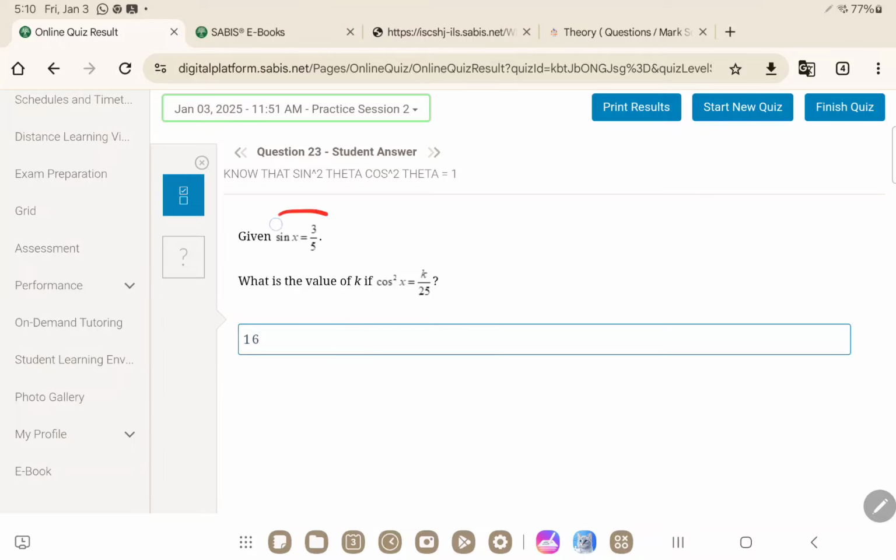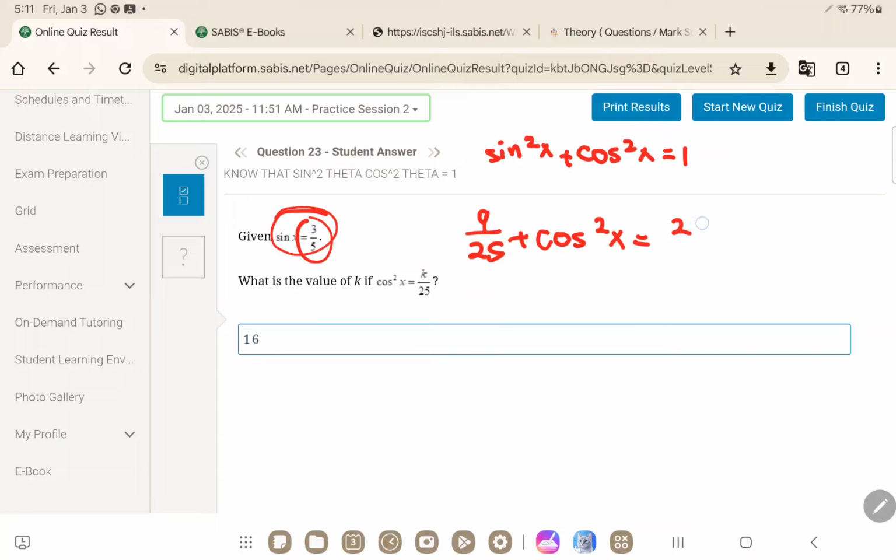Okay, so given sine x equals 3 over 5, what's the value of k if cosine squared x equals k over 25? We already solved this in a multiple choice question earlier, but I'm going to solve it quickly again. Sine squared x plus cosine squared x gives us 1. So you need to square it, making it 9 over 25 plus cosine squared x gives us 25 over 25. So cosine squared x equals 16 over 25.